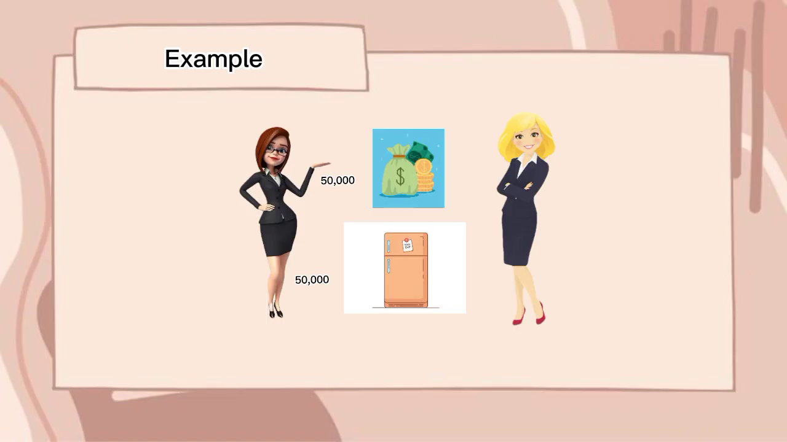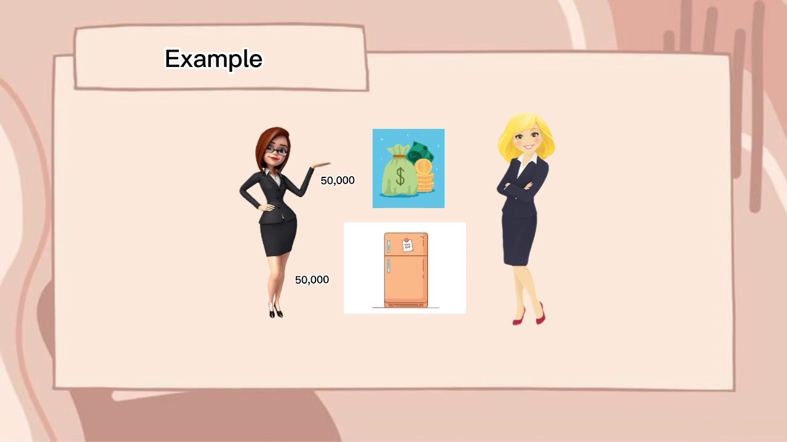Sa halimbawa natin kanina, ang batas na ito ay sumasagot sa tanong na maaari bang piliin ni Mary na ibigay ang 50,000 cash at refrigerator na nagkakahalaga ng 50,000, na katumbas pa rin ng halagang 100,000 kay Gia? Ang sagot ay hindi. Hindi maaaring pilitin si Gia na tumanggap ng bahagi ng bawat isa sa mga pinagpipilian, cash, dining table, or refrigerator, for the satisfaction of obligation.